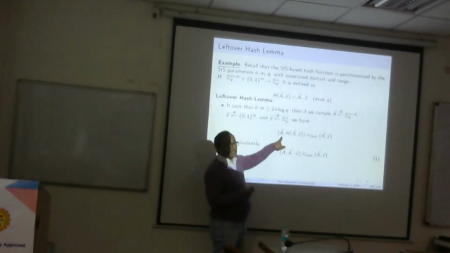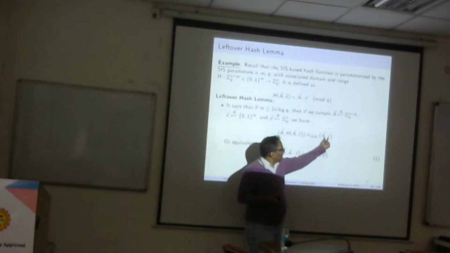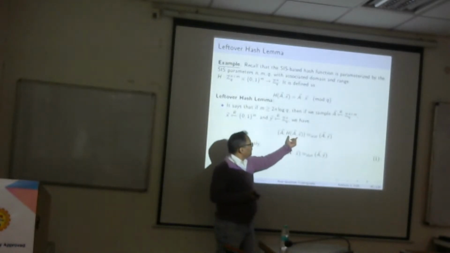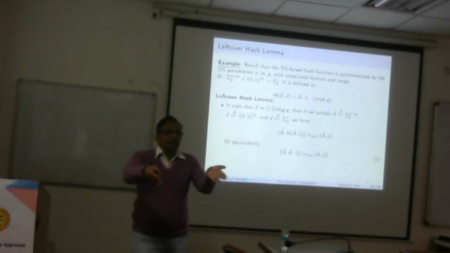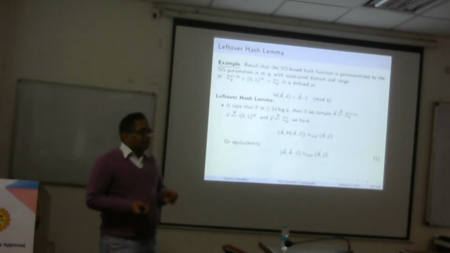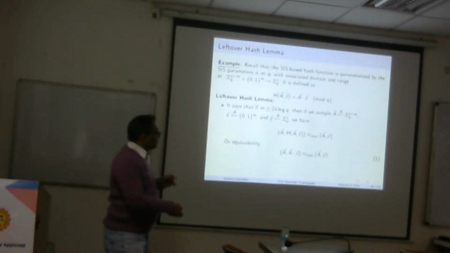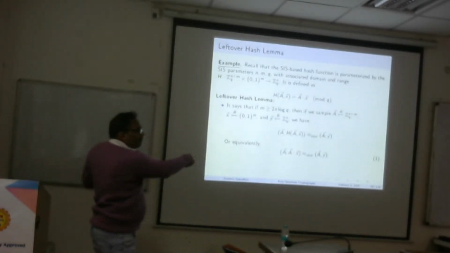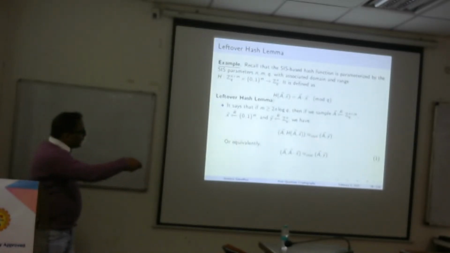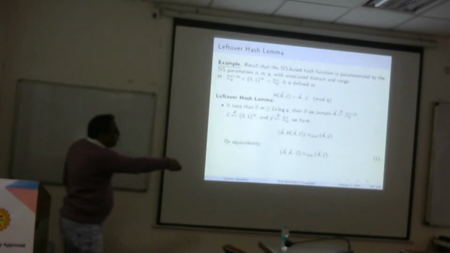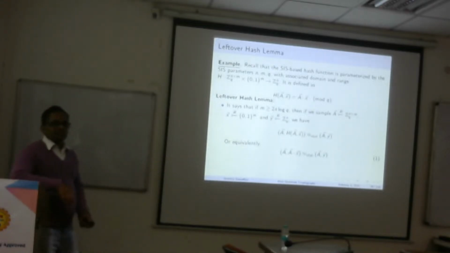So despite you knowing A, since you don't know X, you cannot even figure out whether I randomly picked a Y, or this Y is actually coming from some X being multiplied by A. That X you don't know. If you knew, then you would have multiplied and checked. So I am giving you a random vector Y, and it looks as if it is coming from A times X. So these two are statistically indistinguishable. In other words, A and A times X look like A and Y. This is the leftover hash lemma.